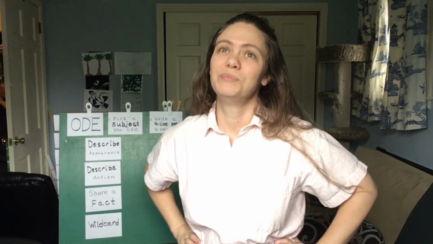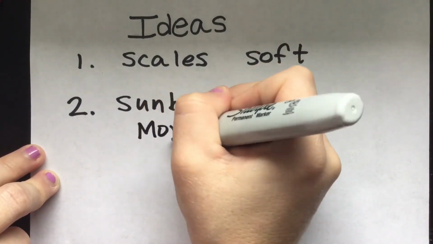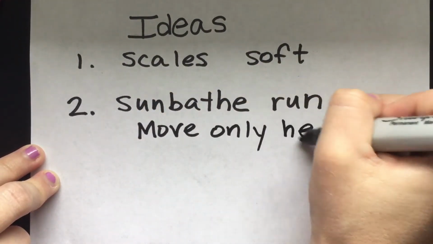So when I think of a lizard, I think about how they like to be really still and lay in the sun. But other times, they run really fast, sometimes in kind of jerky movements, and they hide. Maybe they just kind of move their head.